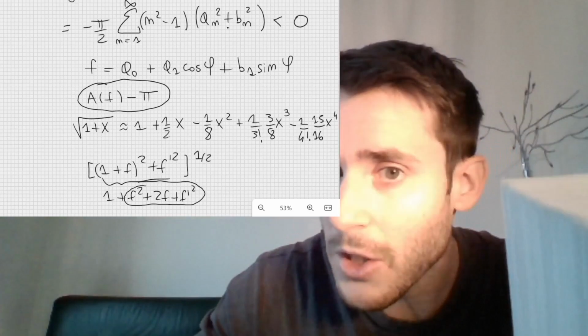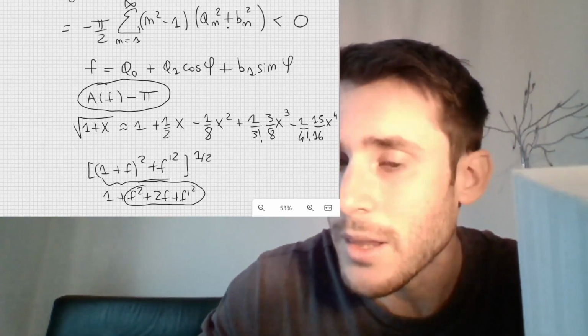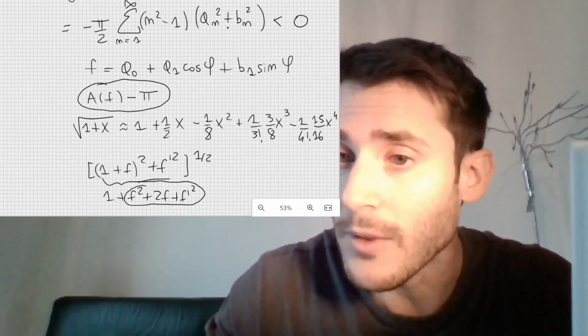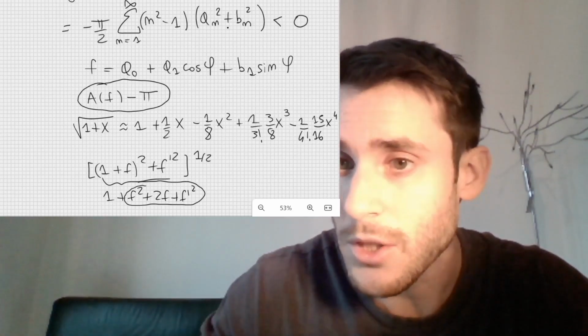So if the perturbation is less than 0, it means that the area will decrease. Therefore, the curve that we found, the circumference, is the curve which encloses the greatest area.